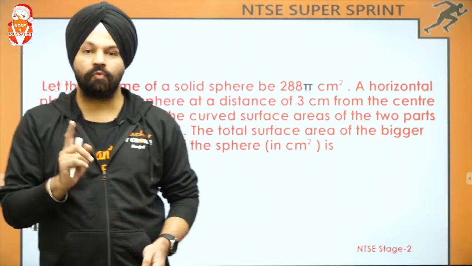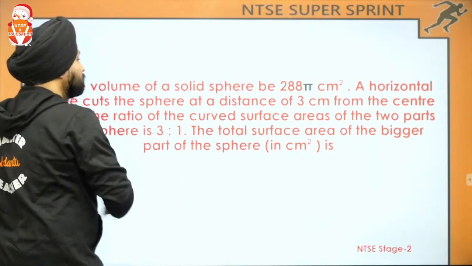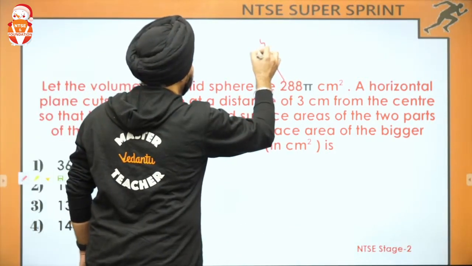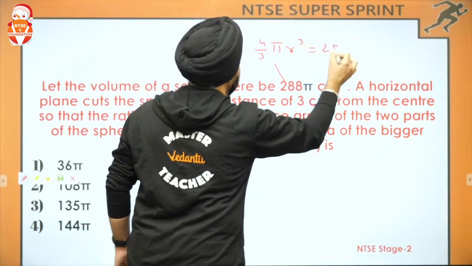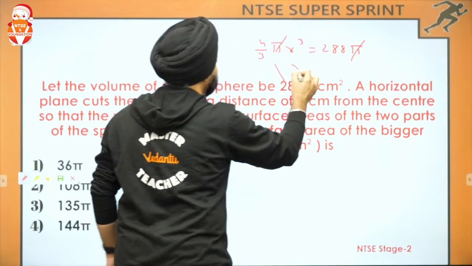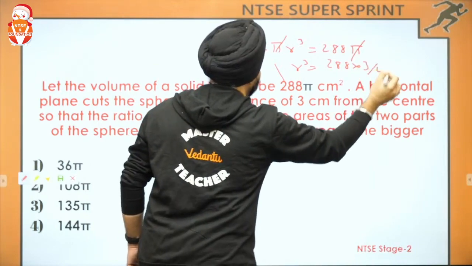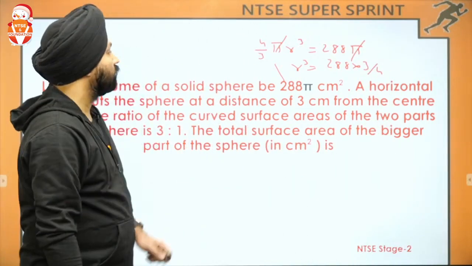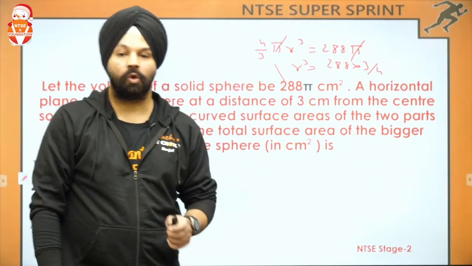What is given to us is volume. Volume is known to us. I hope everyone remembers what the volume of a sphere is. Well, 4/3 pi r cube is 288 pi, right? So pi gets cancelled, r cube comes out to be 288 into 3/4. From here you will get the value of r, and as per my memory I guess r comes out to be 6. r comes out to be 6 from this.